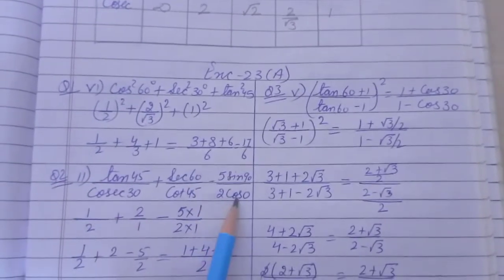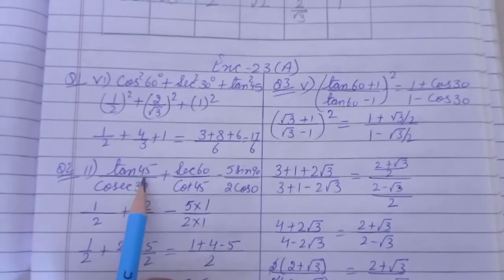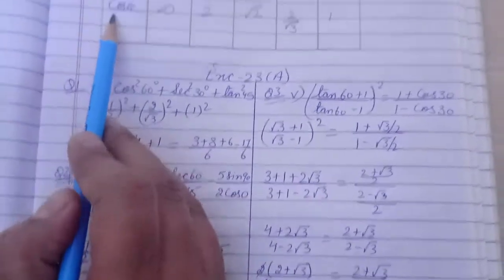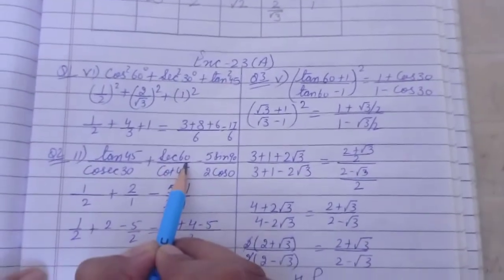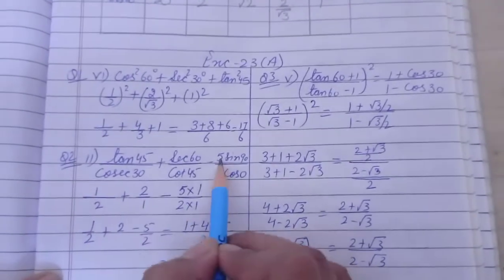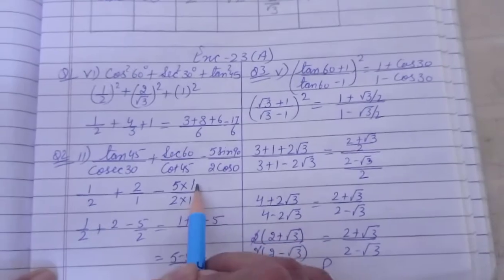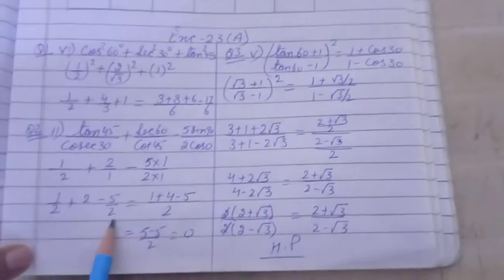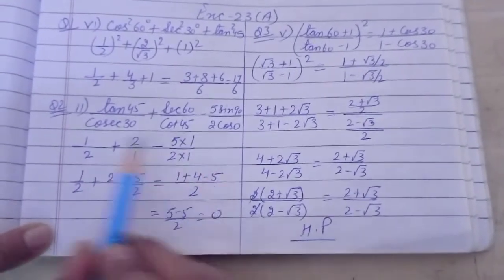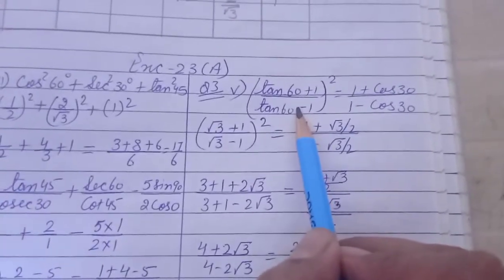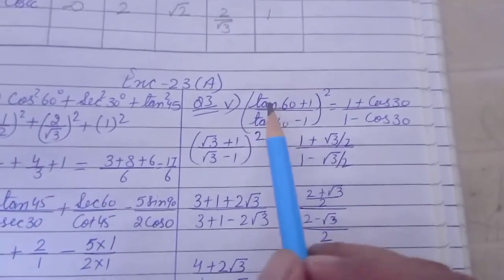Second question, second part. Tan 45 is 1, cosecant 30 is 2. Clear? Look here, cosecant 30 is 2. Clear? Then secant 60 is 2, cot 45 is 1, minus 5 multiplied by sine 90, which is 1, 2 into cos 0, the value is 1. So this way you can put the values and solve, you all are smart enough to do the calculations.